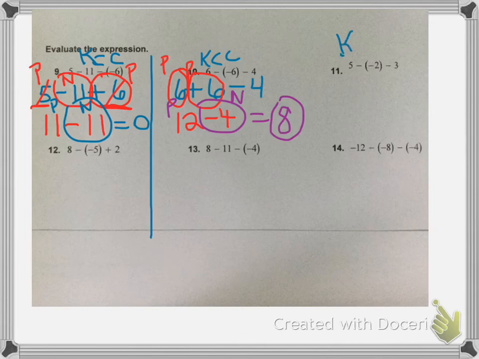I'm having a little difficulty here with my pen. You're going to change your subtraction to addition, and you're going to change your negative 2 to a positive 2. And we just have a minus 3 there, so we're going to bring the rest down.